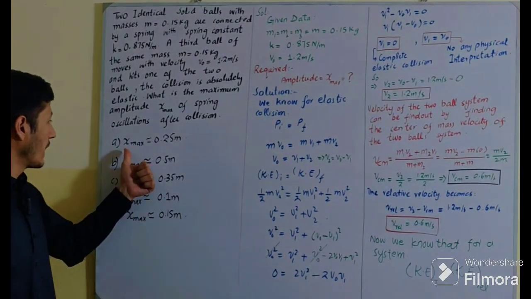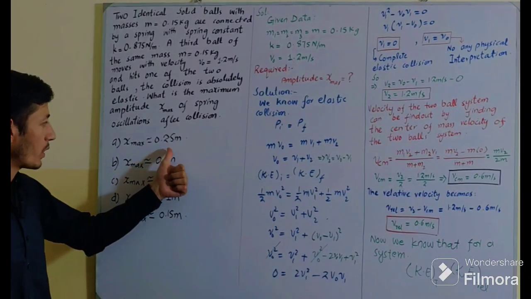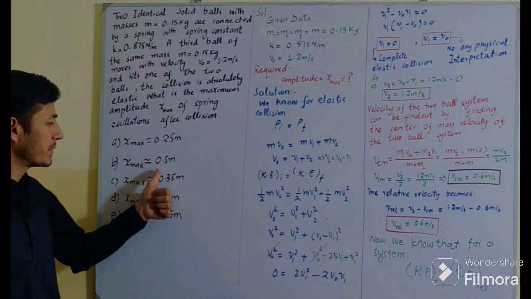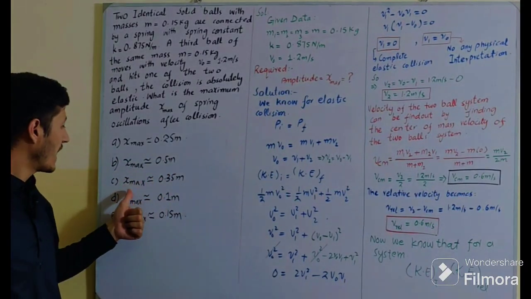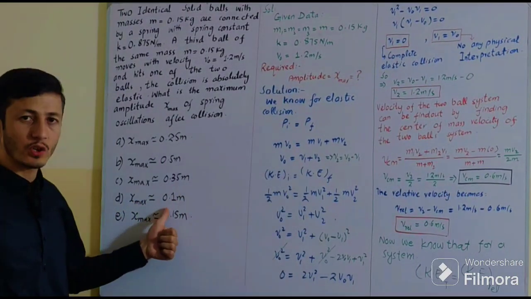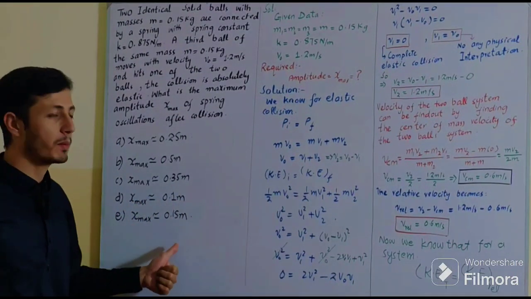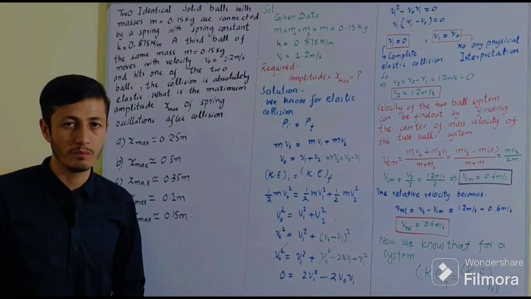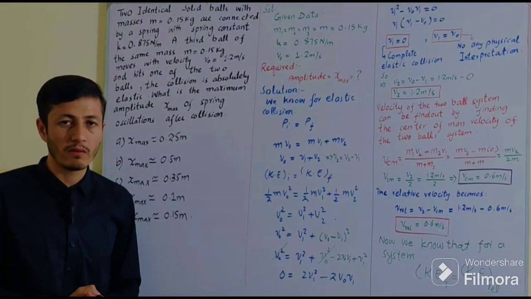The options are x maximum is equal to 0.25 meter, x maximum is equal to 0.5 meter, x maximum is equal to 0.35 meter, x maximum is equal to 0.1 meter, and x maximum is equal to 0.15 meter. Let's try to solve the given question.